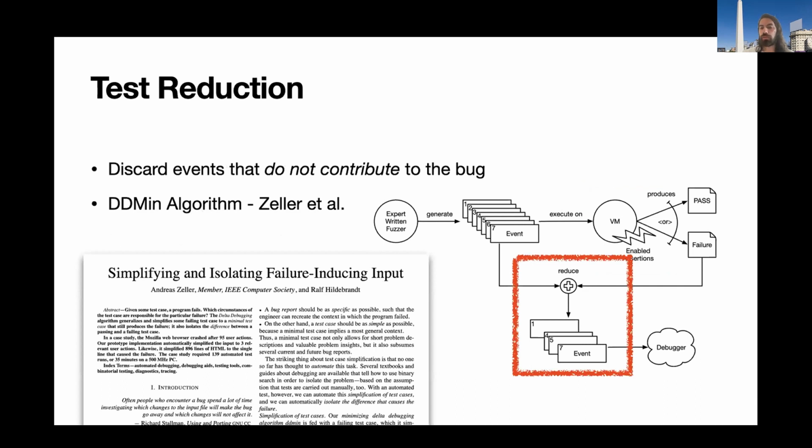And then we also implemented a test reduction algorithm from Andreas Zeller. This is the DD-mean algorithm that you will find in this paper here. The idea is to discard all the events that do not contribute to the bug. Since we're generating random events, they are guided, but there is still some randomness in there. So it may be that we have events that play no role in the failure that we are observing. That means we can automatically reduce them to help in debugging, to remove noise from the debugging.